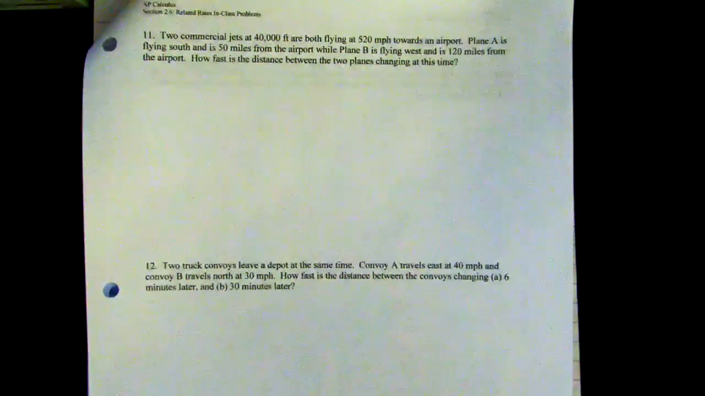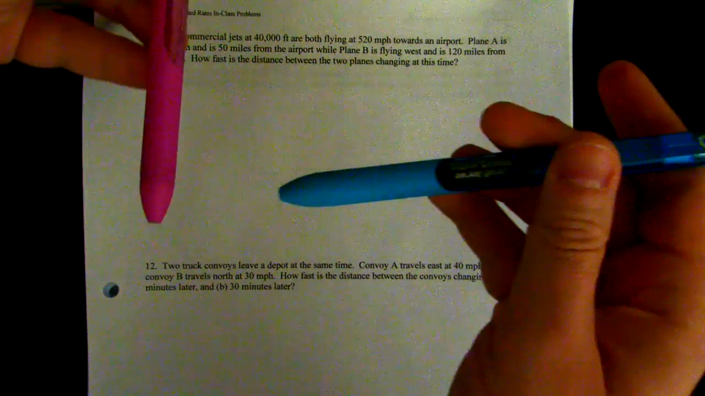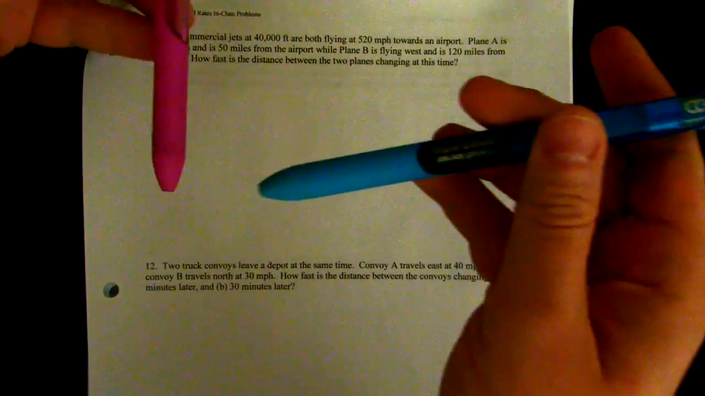Okay, two more Pythagorean theorem problems. Take a moment and read through problem 11. So let's see. I have one airplane flying south, another one flying west, and I want to figure out the rate of change of the distance between the two planes.